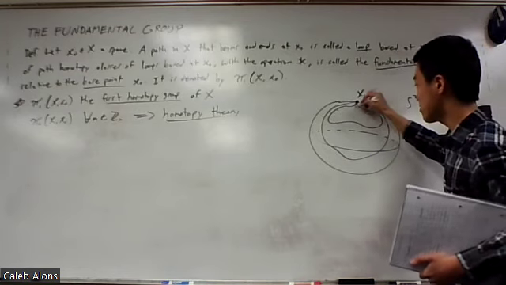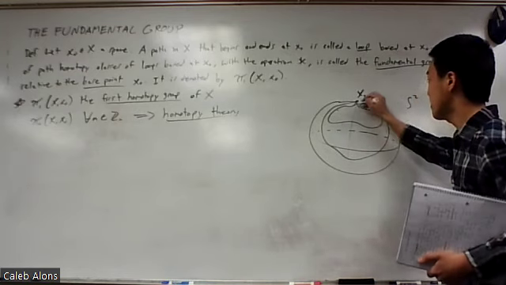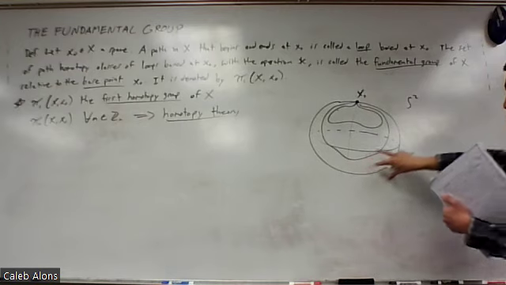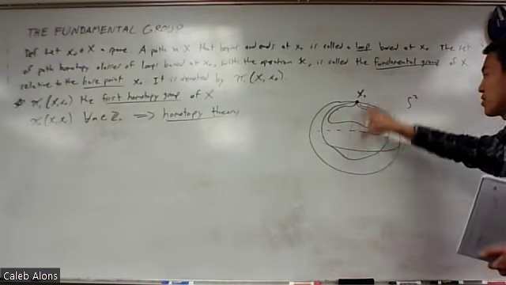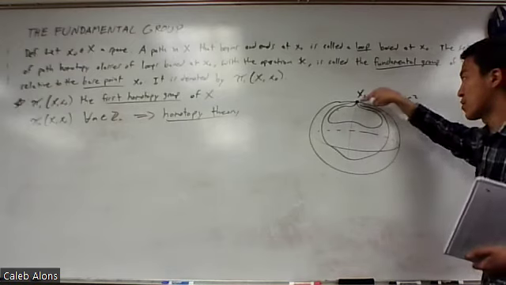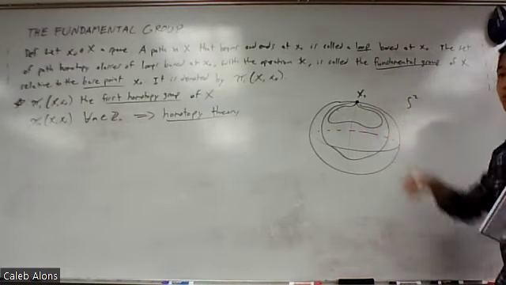No matter how you do a closed loop, even if you went around the back side of it, you could always essentially deform and find some sort of path homotopy that will get your loop to deform and converge to just the trivial loop, which is where you go nowhere.